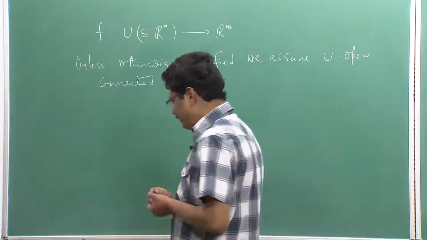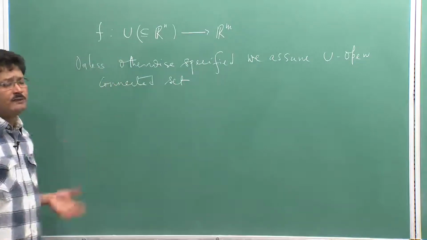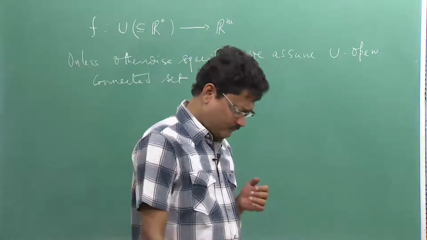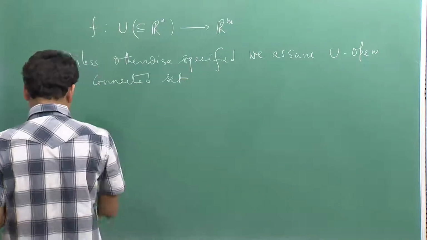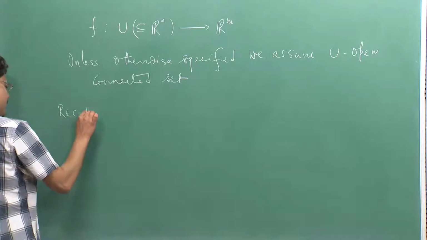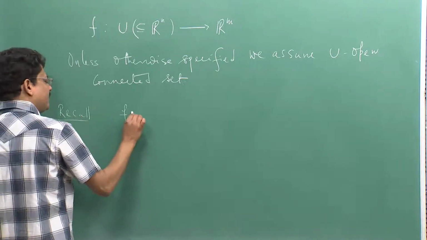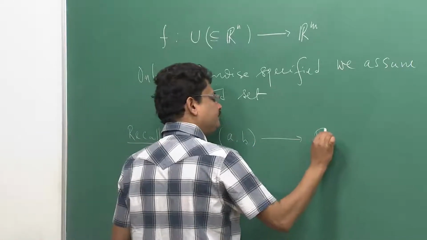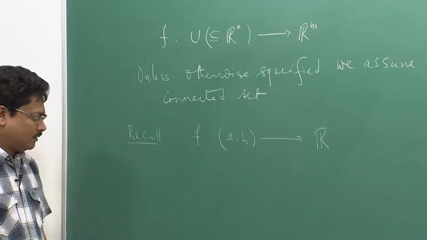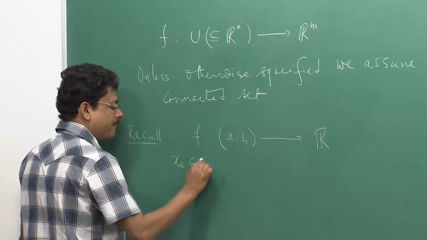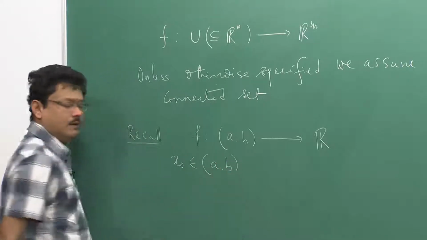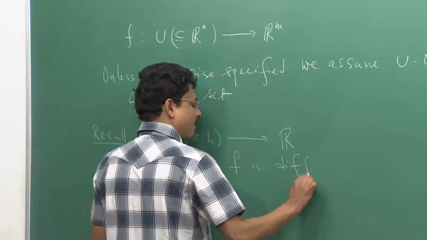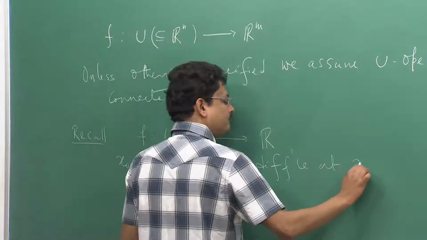Okay. So, before defining what should be the definition of derivative here, let us try to see or recall back what happens in function of one variable. So, recall back, suppose I have a function from an open interval (a, b) to R, x naught is a point in (a, b), then we say f is differentiable at x naught.